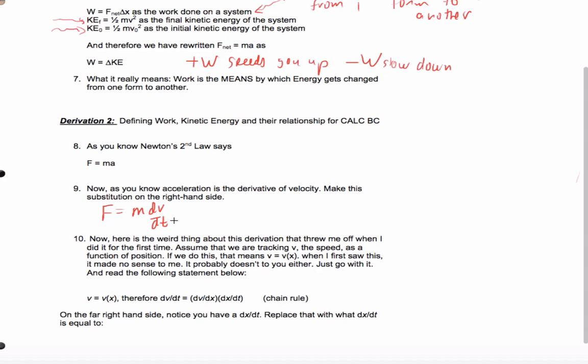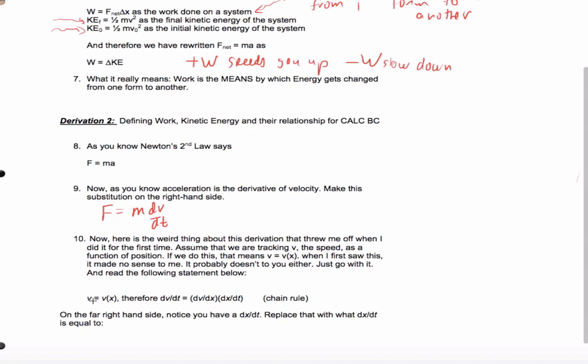Now, here's the weird thing about this derivation that threw me off when I did it for the first time. Let's pretend that speed is a function of v. Sorry, speed is a function of position. This was the suggestion that was given to me when I did this, and it seemed a little bit weird, but I'm just going to go with it.